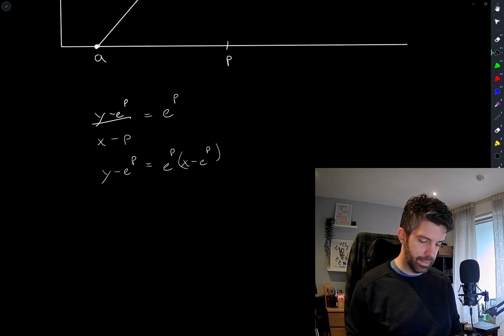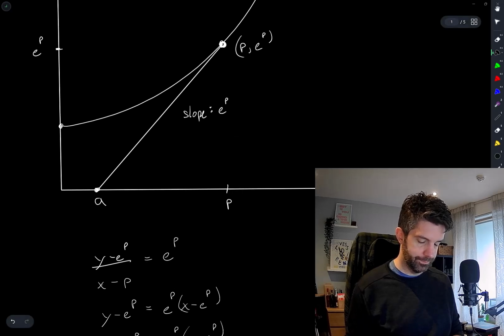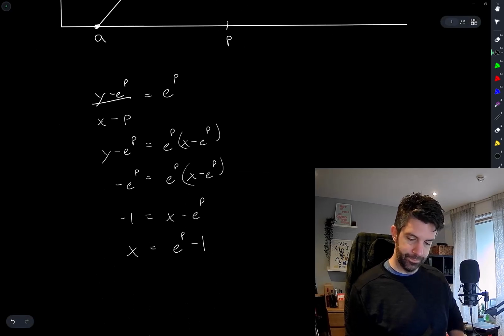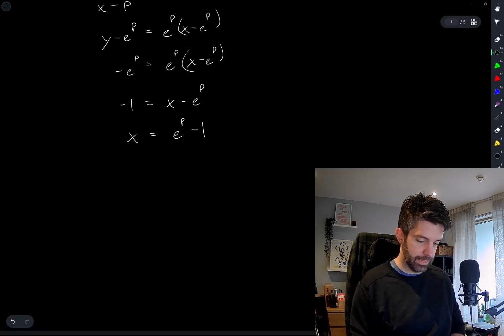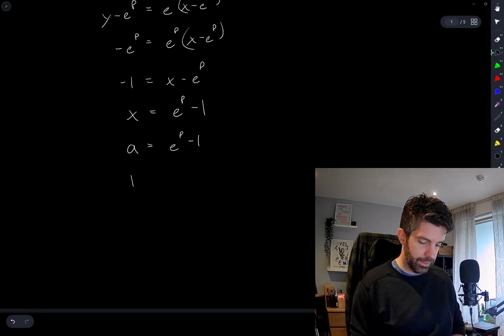And I want to solve for the value of x that makes y equal to 0. So negative e to the p is equal to e to the p x minus e to the p. So negative 1 is equal to x minus e to the p. So x is equal to e to the p minus 1. Okay. In fact, that will be a is equal to e to the p minus 1. I probably should have substituted a in all these places, but that's fine. This also gives that b is equal to e to the q minus 1.